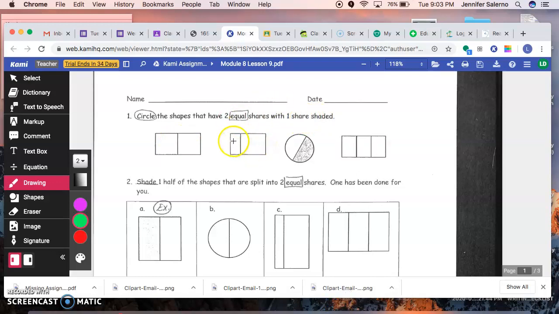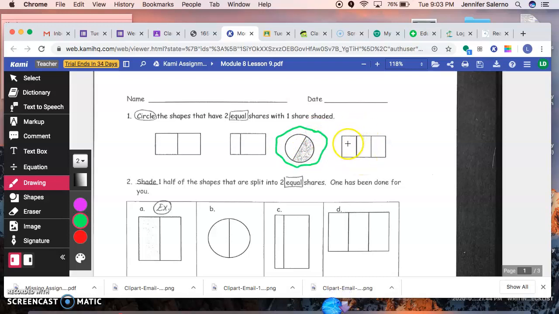Now I'm going to come here. There are 2 parts, but this is definitely not equal. And because it's not equal, like we keep talking about, it is not going to be a fraction. I come here, we have 2 parts. Yes, they're equal, and one is shaded. So this is something that I would be circling.